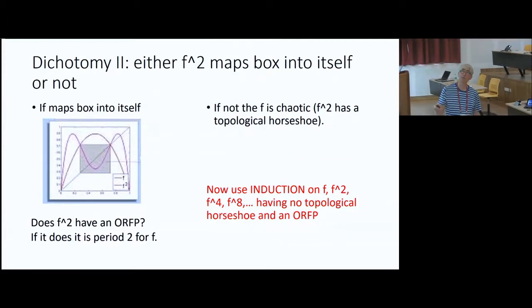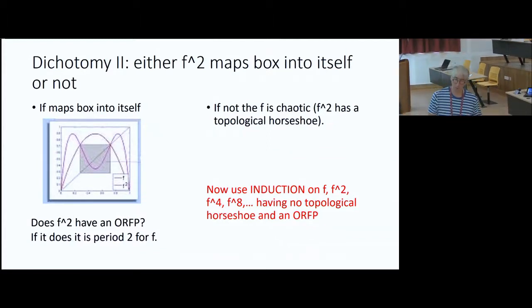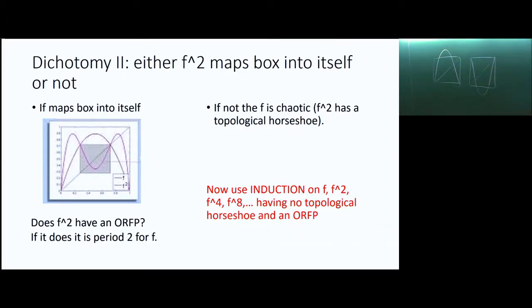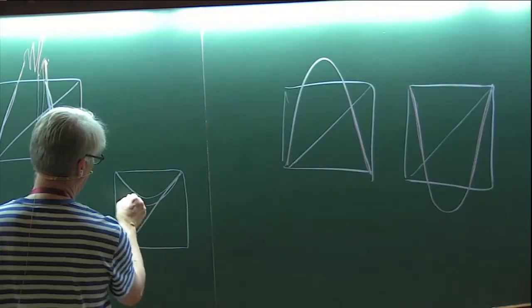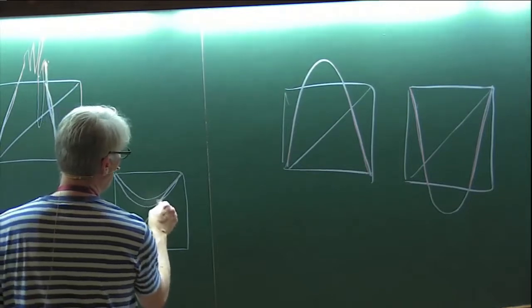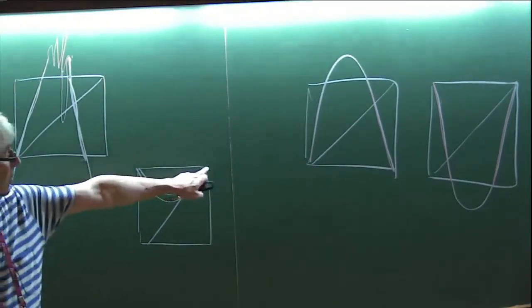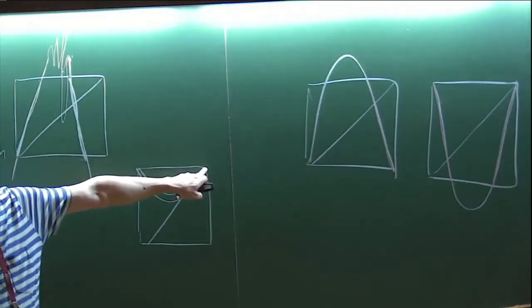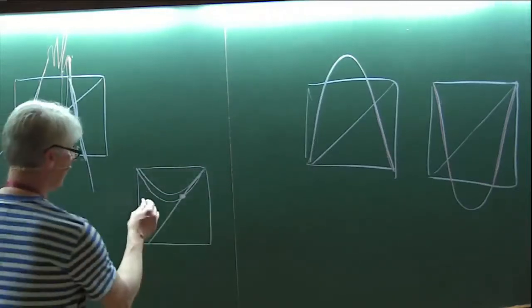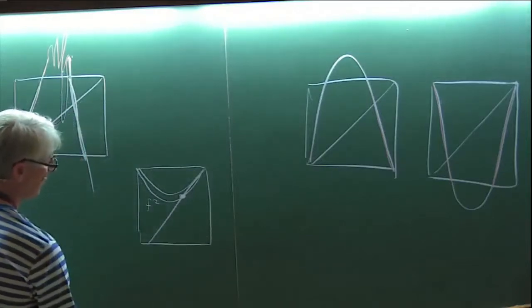Well, we've got this fixed point, and we could have another orbit of period 2. Okay, just after the creation of the orbit of period 2, the second iterate, so if you like, it was looking like this, and now it's looking like that, and I've got a non-orientation reversing fixed point there, which is not the fixed point of F. Okay, this is F2, restricted to the box.